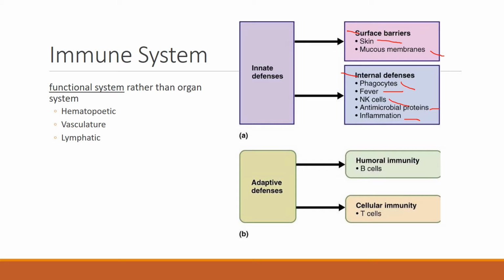The second part is adaptive defenses. This includes the blood, looking at B cells, and also looking at our different T cells.